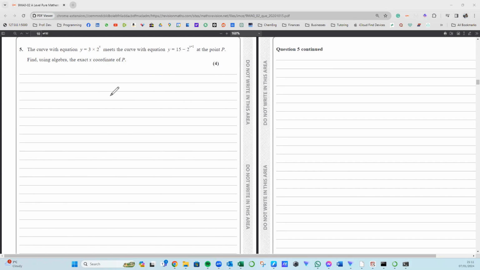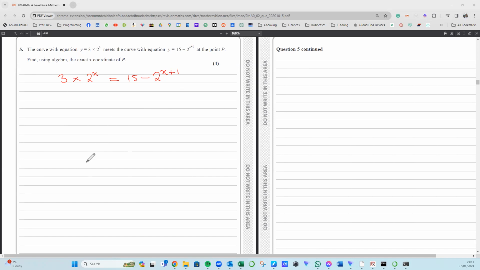So basically, in general, when we do questions where there are two curves that meet each other, we generally want to set them equal to each other if we're trying to find the coordinates of where they meet. So, for example, we're going to say 3 times 2 to the power of x is equal to 15 minus 2 to the power of x plus 1. Okay, so this is the first step.